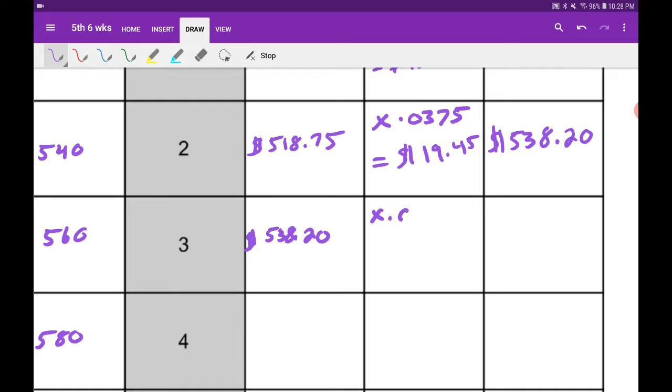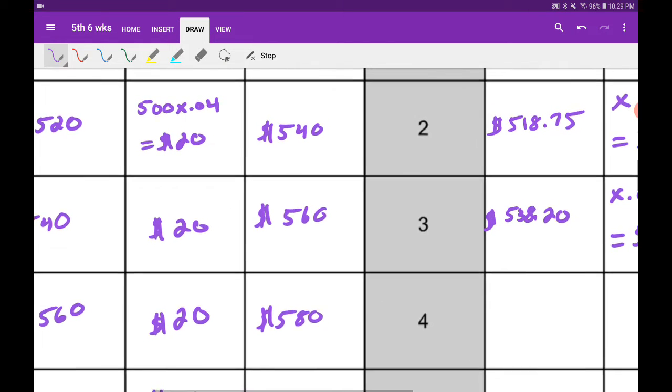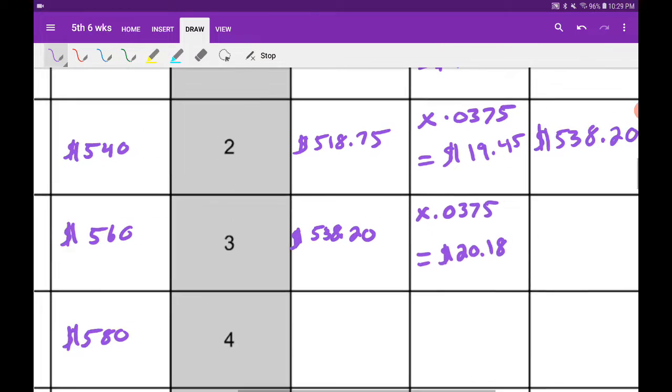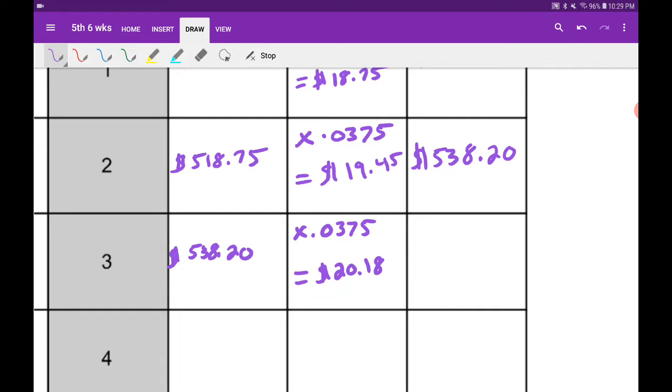All right, so that means at the beginning of year 3, we get $538.20. Multiply it by the 0.0375. And then we're going to get $20.18. So now we're making more than we did in the simple interest. So 18 cents more here. So you see how that compound keeps compounding on each other. So even though it's a lower interest rate, you can see it creeping up on that simple interest rate. So we add that to the 538, and we're going to get 558.38.